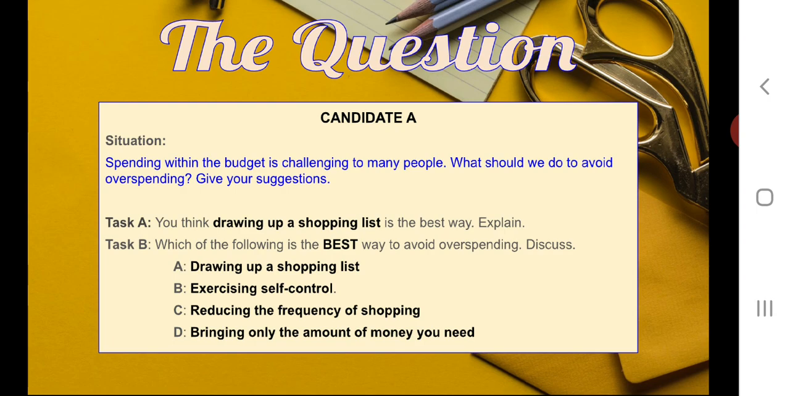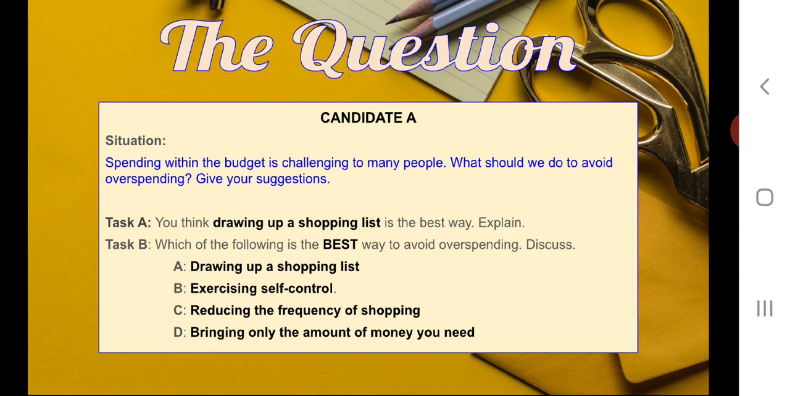Right? The best way to do what? The best way to avoid overspending. So when you are presenting, you need to connect your idea with the situation. So you answer the question stated in the situation. All right? Now let's look at task B.